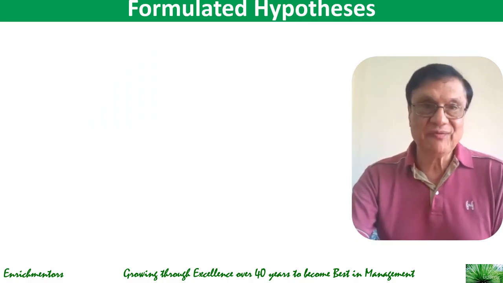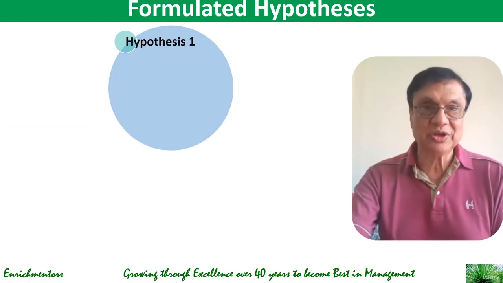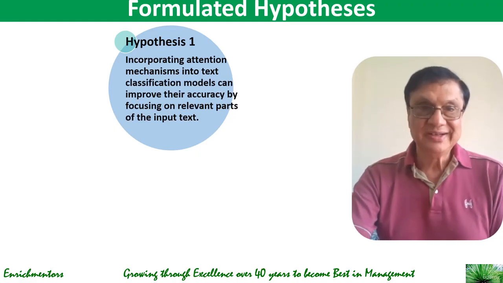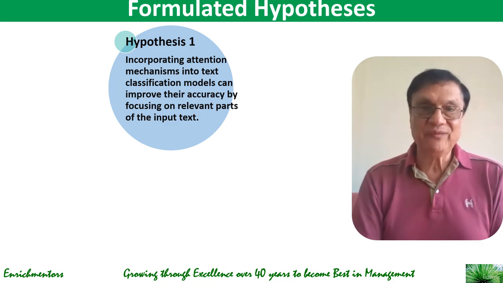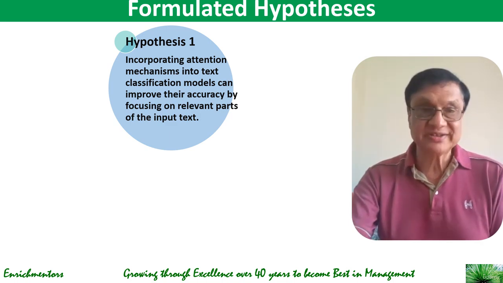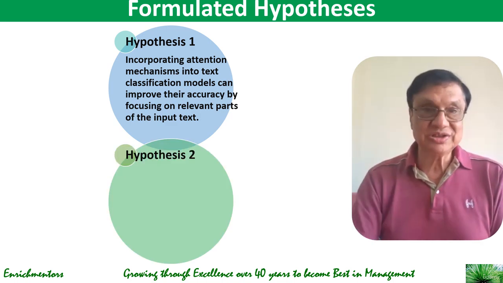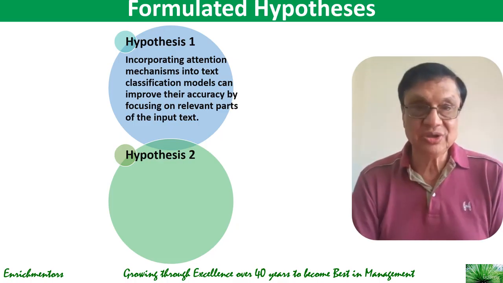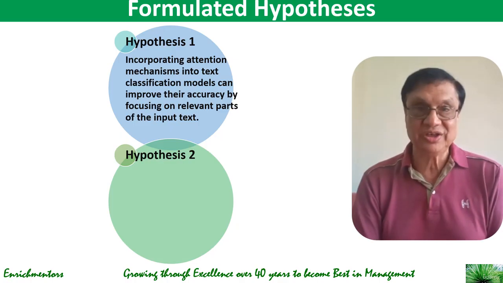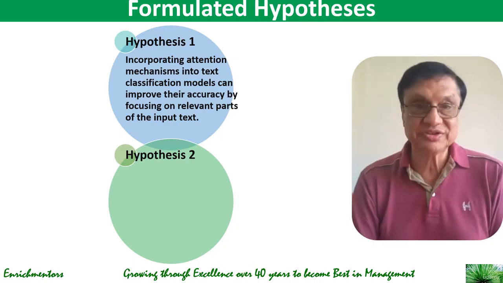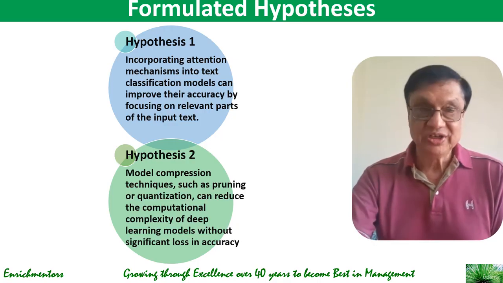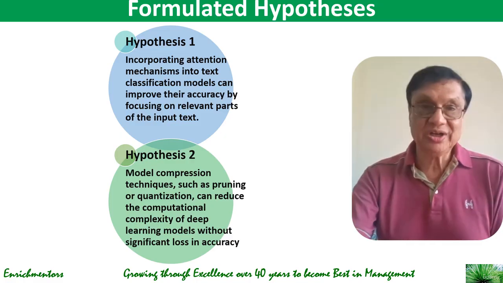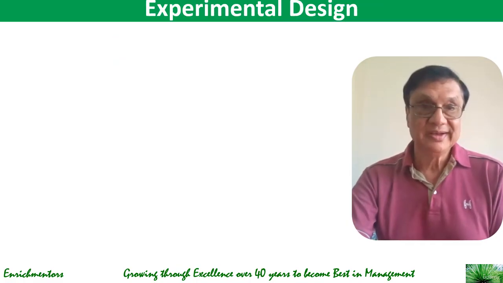Two hypotheses were formulated. First hypothesis was on incorporating attention mechanisms into text classification models that can improve their accuracy by focusing on the relevant parts of the input text. And the second hypothesis was model compression techniques such as pruning or quantization could reduce the computational complexity of the deep learning models without significant loss of accuracy. So two such hypotheses were formed on which research was focused on.